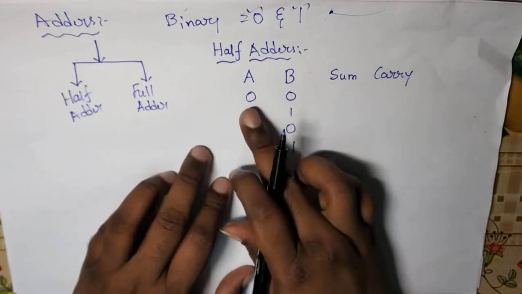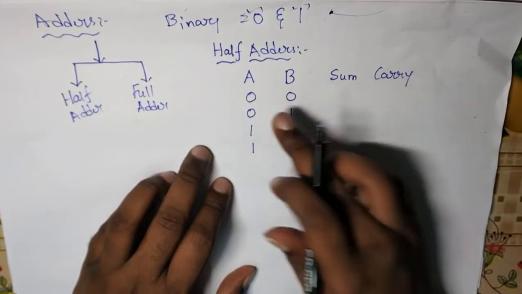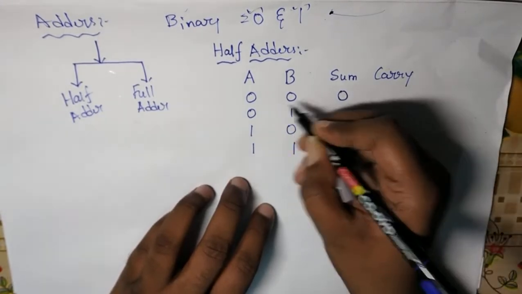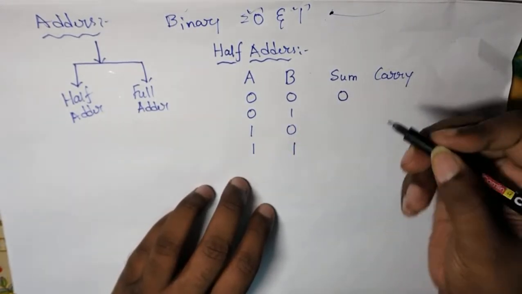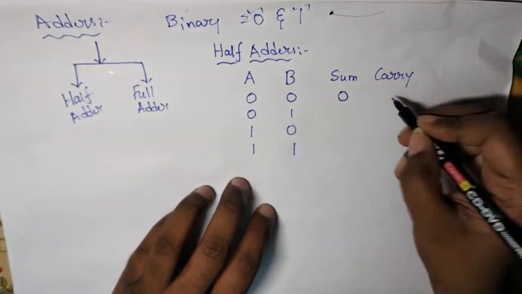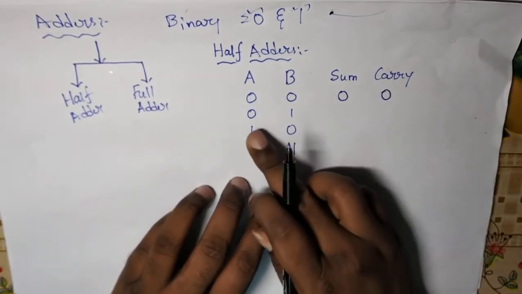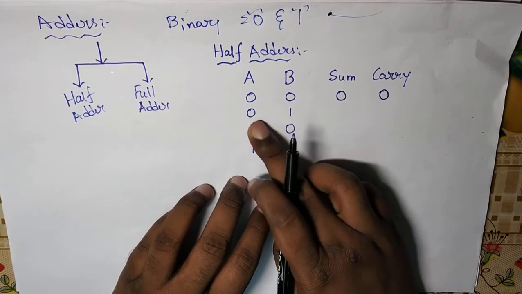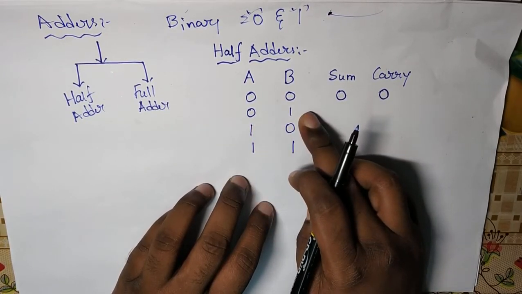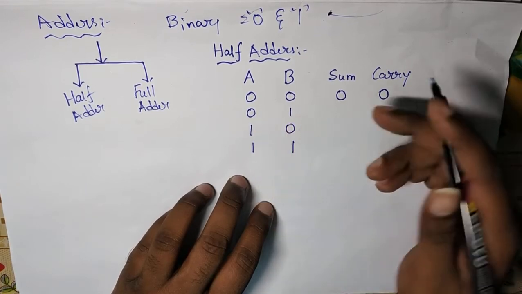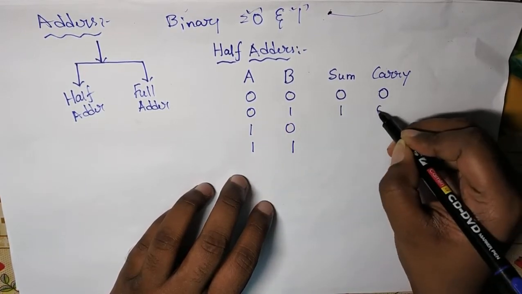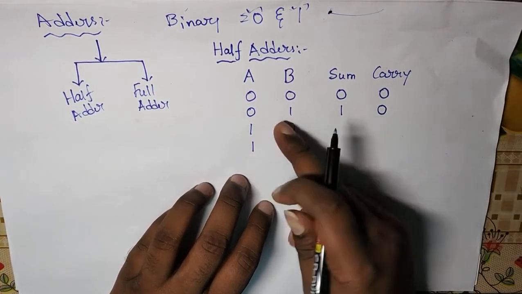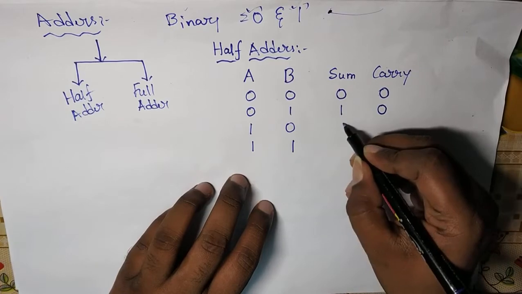If you perform an addition operation between A and B, 0 plus 0 gives a sum value of 0 and it doesn't produce any carry, because neither of the values is 1. Here A is 0 and B is 1, meaning the value of A is added to the B value of 1. So 0 plus 1, the sum value will be 1 and the carry is 0. Coming to the next one, 1 plus 0. Since A and B are reversed here, the value of the sum is also 1.